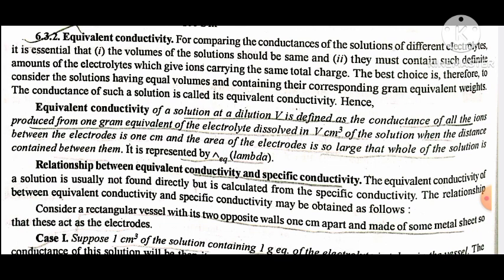Now consider the relationship between equivalent conductivity and specific conductivity. The equivalent conductivity of a solution is usually not found directly but is calculated from the specific conductivity. The relationship between equivalent and specific conductivity may be obtained as follows. Consider a rectangular vessel with its two opposite walls 1 centimeter apart and made of some metal or steel sheet so that these act as the electrodes.